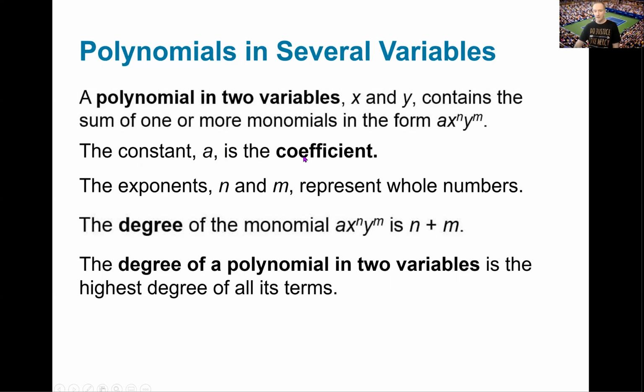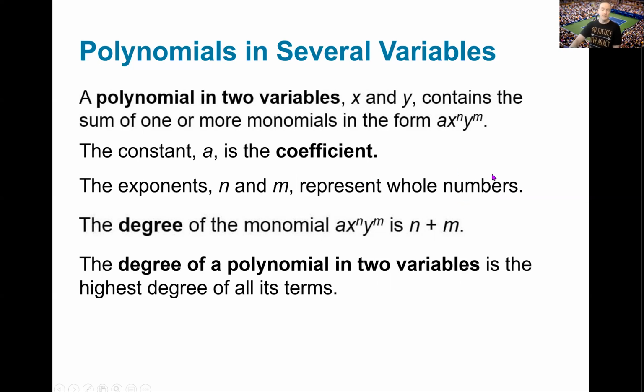The constant a is still the coefficient, whatever's in front of the listing of variables. The exponents n and m, like I said, must be whole numbers. You can't have any fractional exponents, and it got to be considered a polynomial expression.